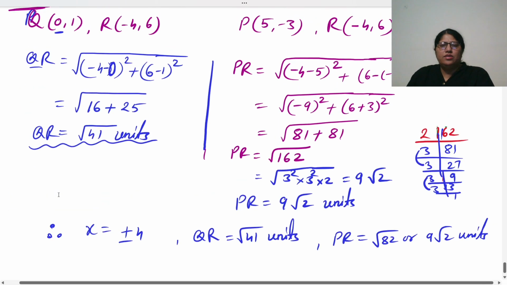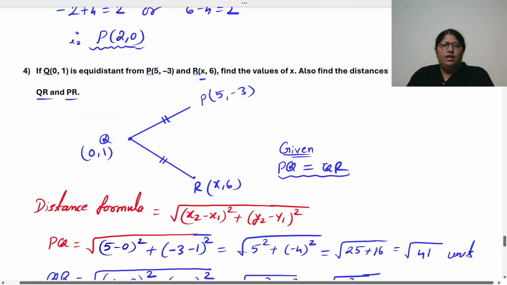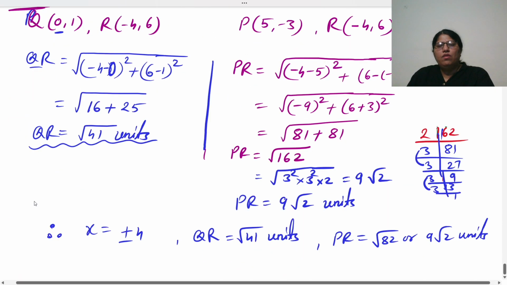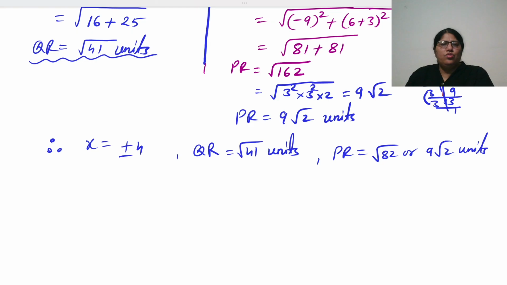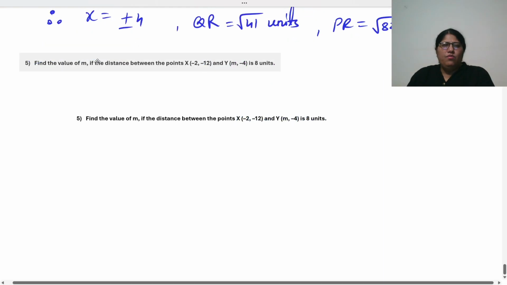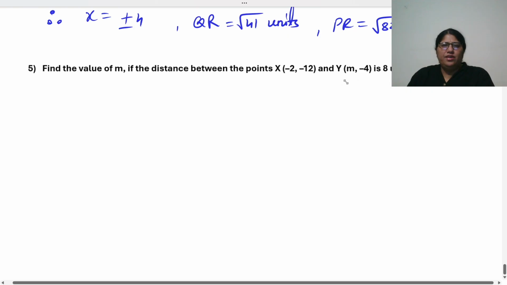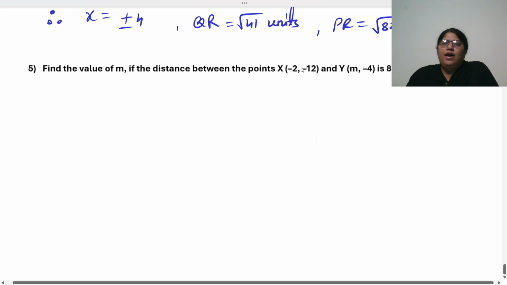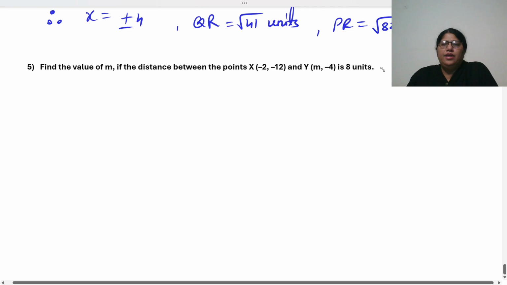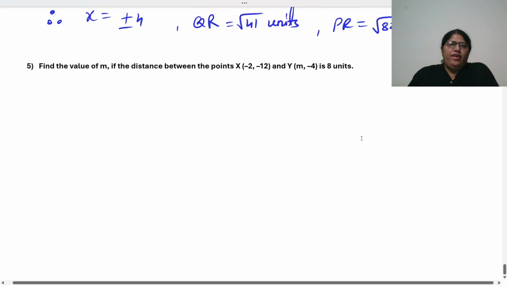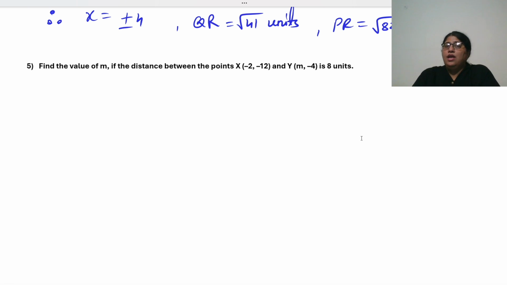Now let us see the next question. You have already solved 4 questions. Make sure you are solving questions on your own, so you do not have any doubt for these questions, right? Let us see the next question. What do I need to find out in question number 5 here? Find the value of m if the distance between X and Y is 8 units. Now the previous question was based on equidistant, and here the distance is already given.